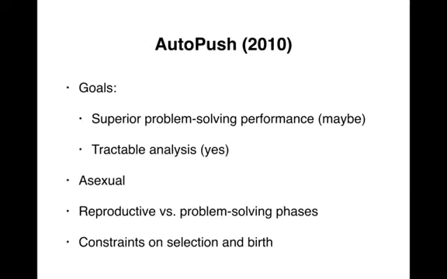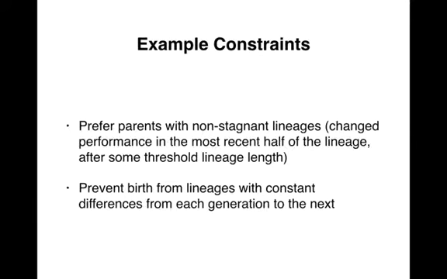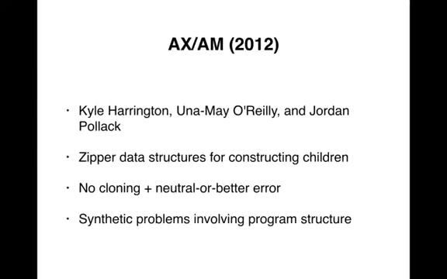Then in 2010, we came back to problem solving and looked pretty hard at when it can solve problems, how we can make that better, how we can analyze how it works. To that end, we made it asexual and separated reproduction and problem solving into different execution phases of programs. And we imposed constraints in selection and birth. And I want to mention some of those constraints here, since they'll relate to some of the current work as well. We preferred parents with non-stagnant lineages, looking for a change of performance in the most recent half of the lineage. And we prevented birth from lineages with constant differences from each generation between them. Some of the work in Autodog is not quite these same constraints, but these ideas fed into our current work.